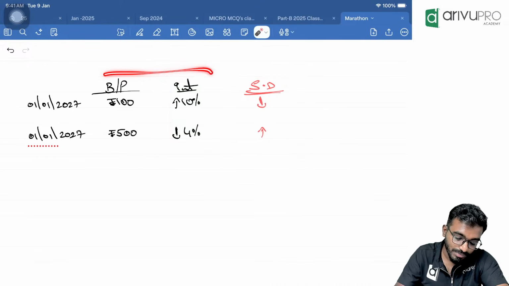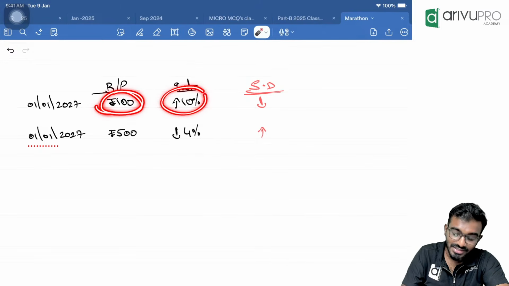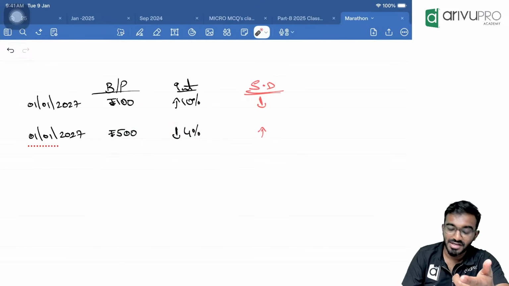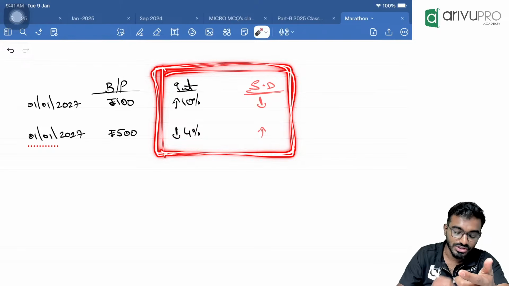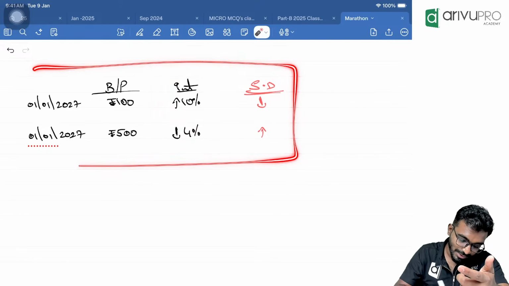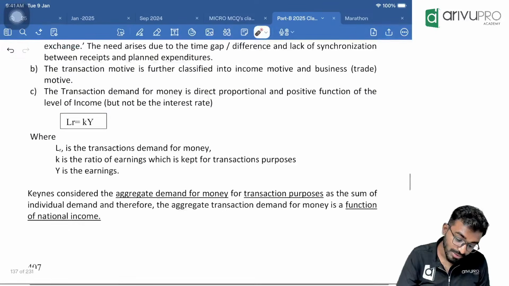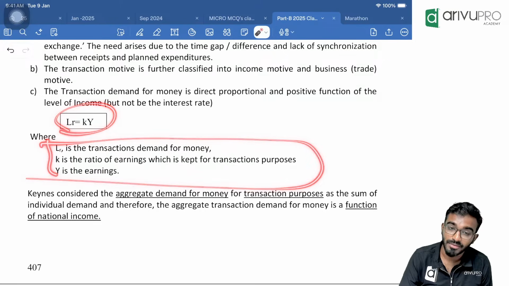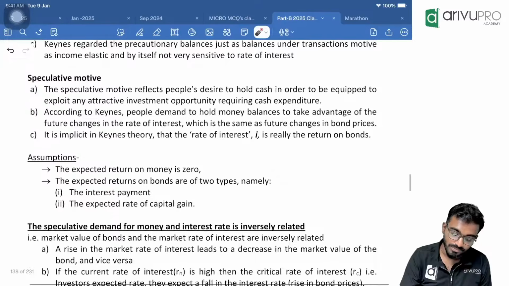Same way, bond price and interest rate is also negatively related. If bond prices are less, interest rate will be more. If bond prices are more, interest rate will be less. But in speculative demand, this is what we will compare as a negative relationship. So this is what a speculative demand for money is overall all about. See, transaction we already spoke, but remember the formula. From this formula also the questions will come, the components of the formula and precaution. But now for us important is speculative motive.